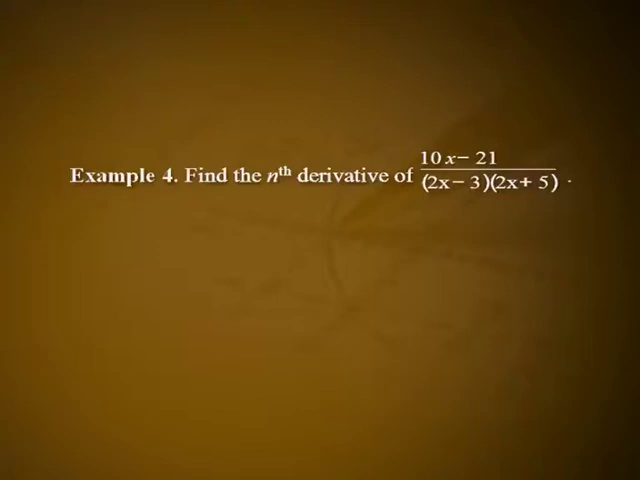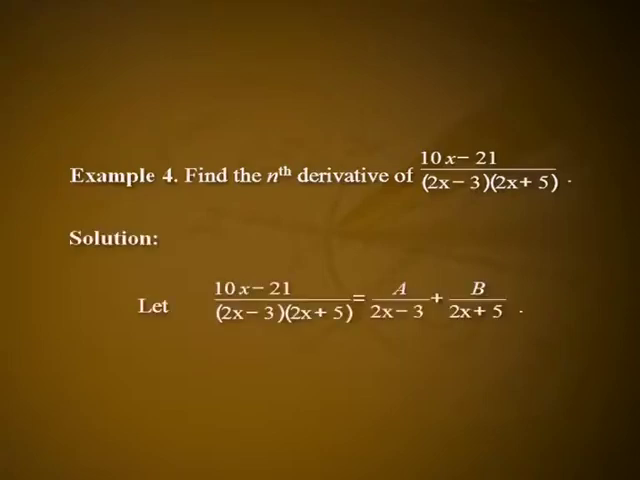Example 4. Find the nth derivative of (10x minus 21) all divided by (2x minus 3) into (2x plus 5). Solution. Let (10x minus 21) all divided by (2x minus 3) into (2x plus 5) be equal to a divided by (2x minus 3) plus b divided by (2x plus 5). Therefore, 10x minus 21 is equal to a into (2x plus 5) plus b into (2x minus 3).